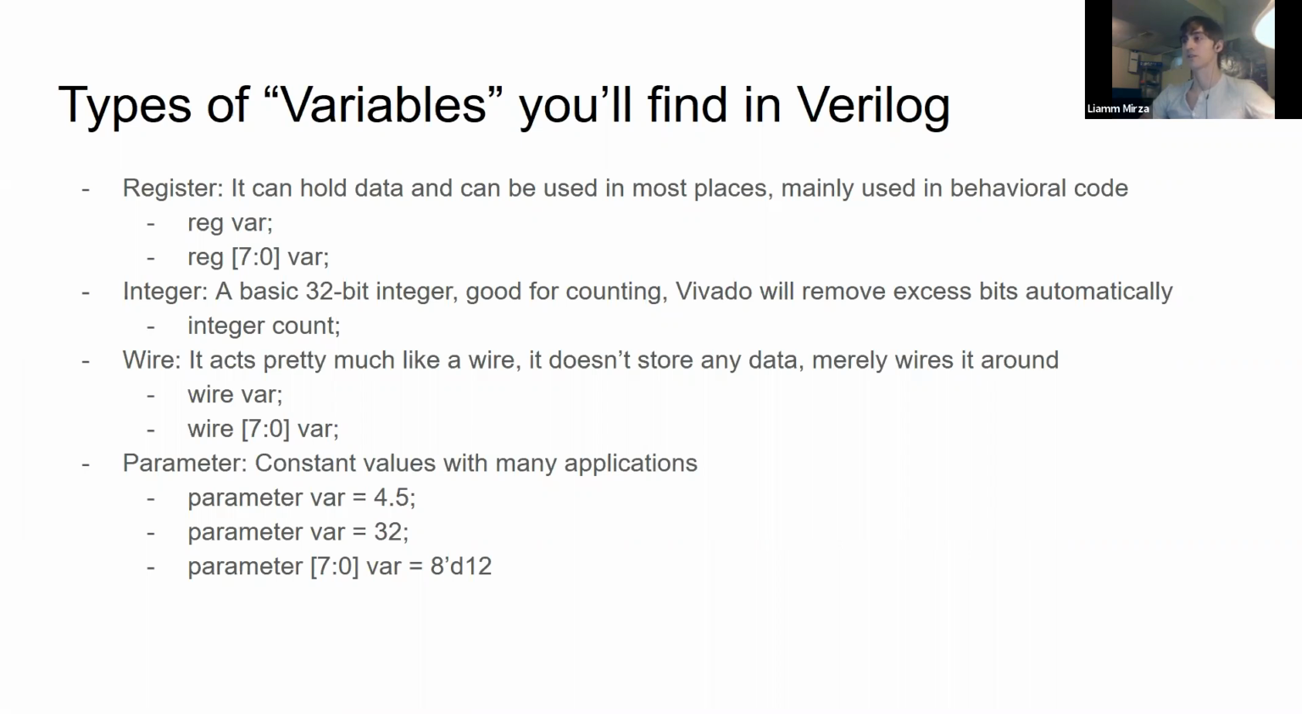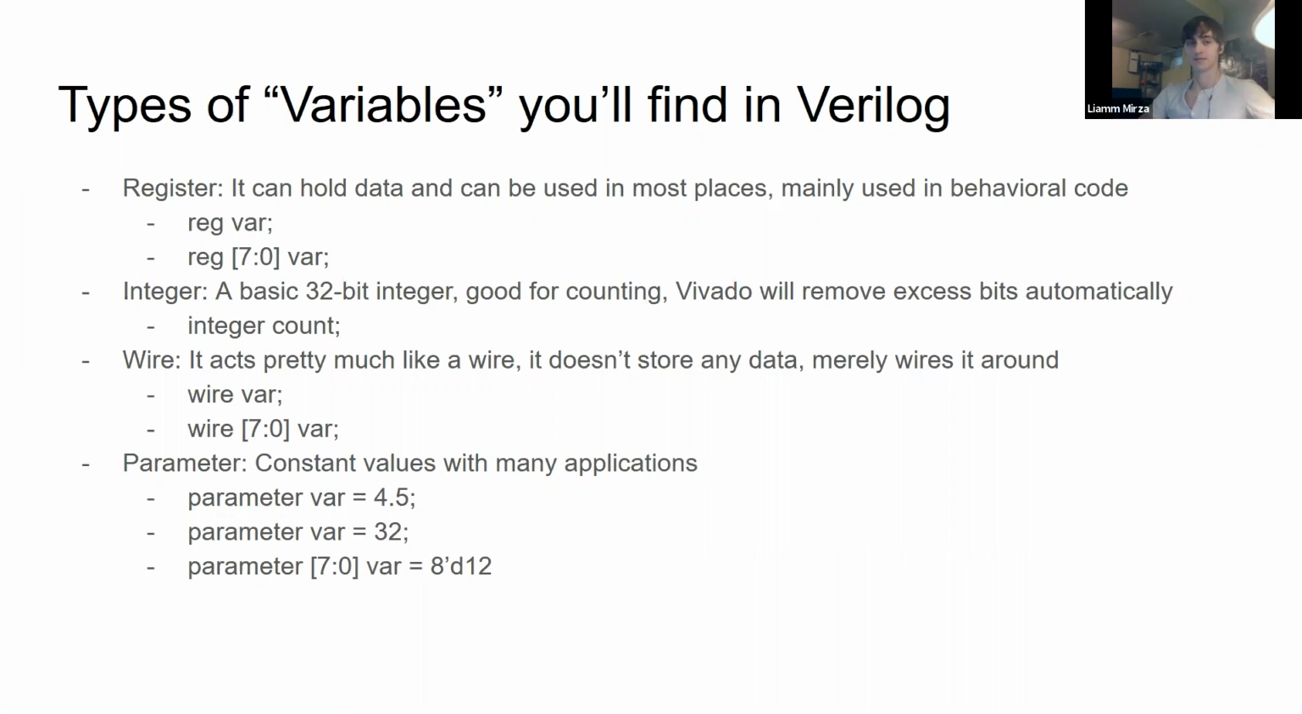And you also have integers, which is kind of like a reg, but 32-bit, and it's good for counting and for loops, which is what you'll probably mainly use it for if you ever do. It's very useful too because Vivado will actually remove the excess bits. So even though you might not count up to 32 bits, it'll automatically know what you're trying to go for, and it'll wipe out the ones you don't need. So it's easy if you're counting up to a really large number and you don't know how many bits that number is going to be.